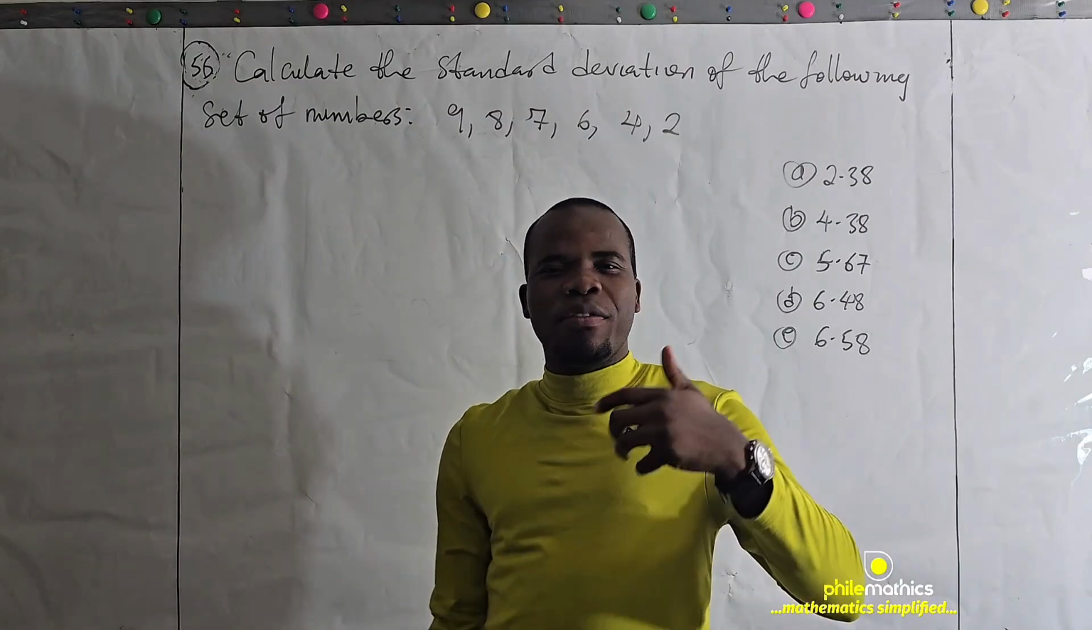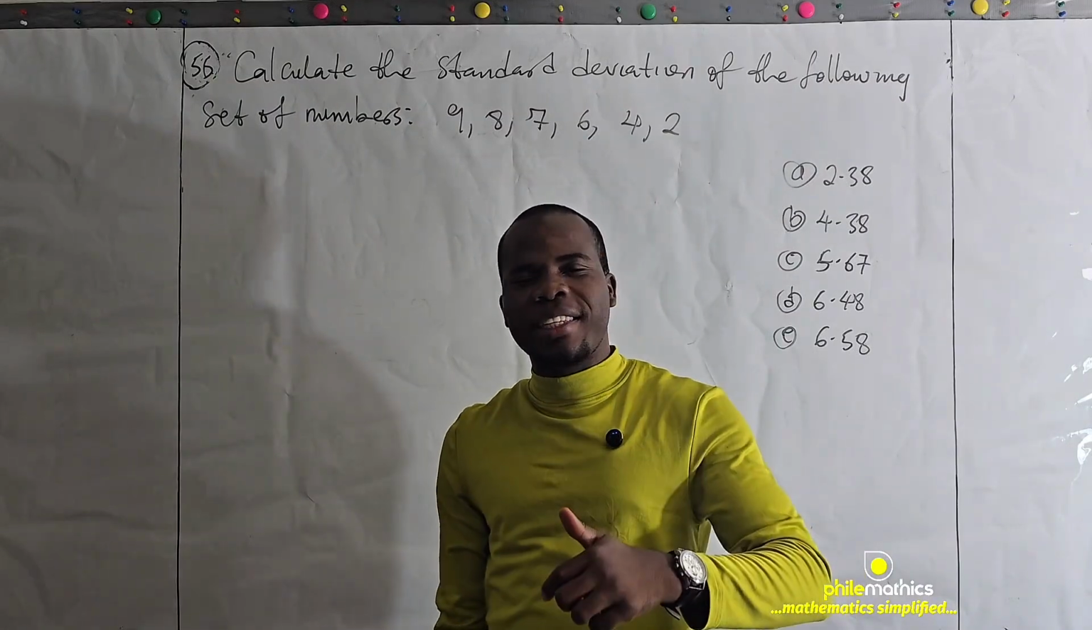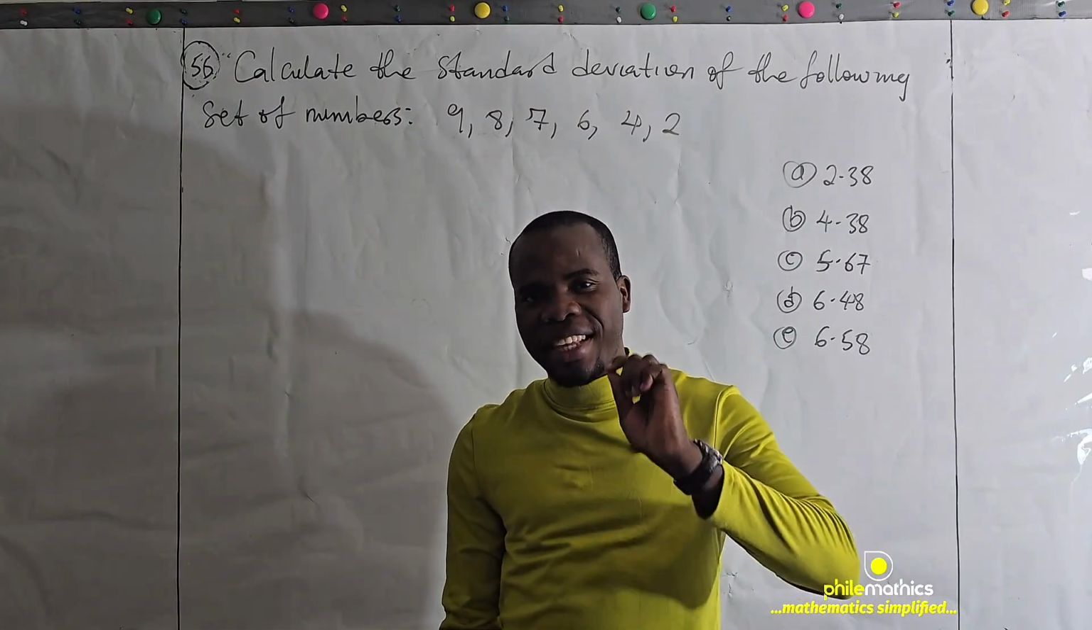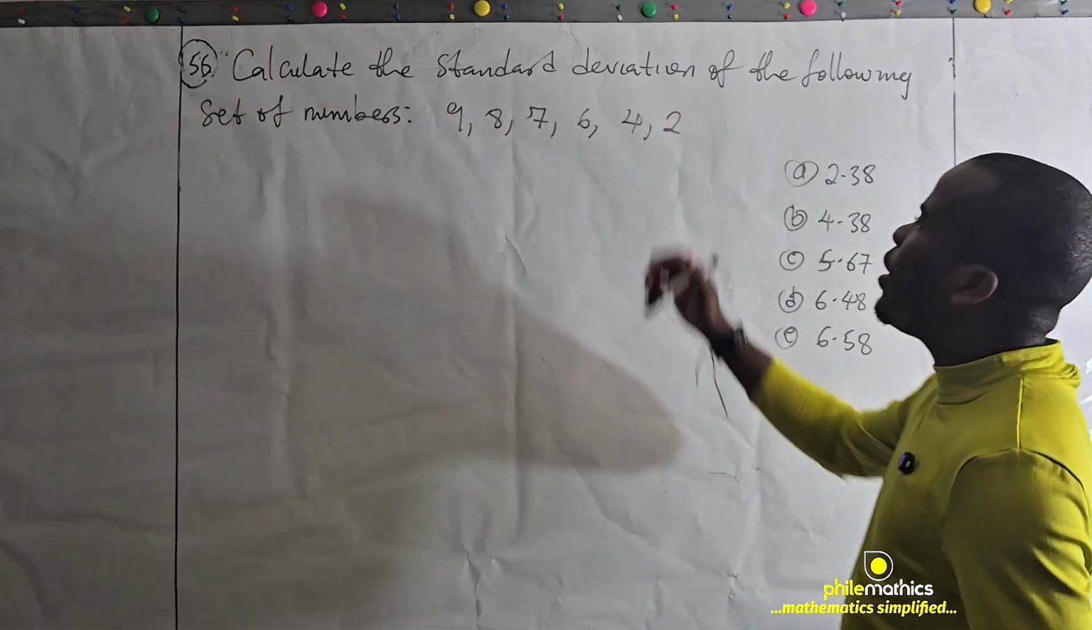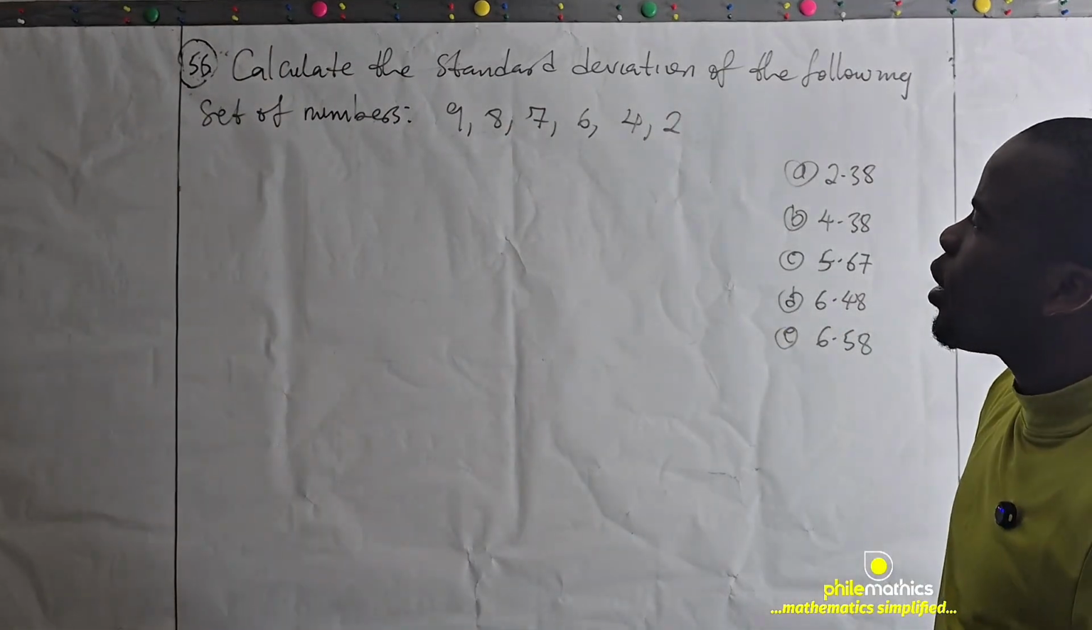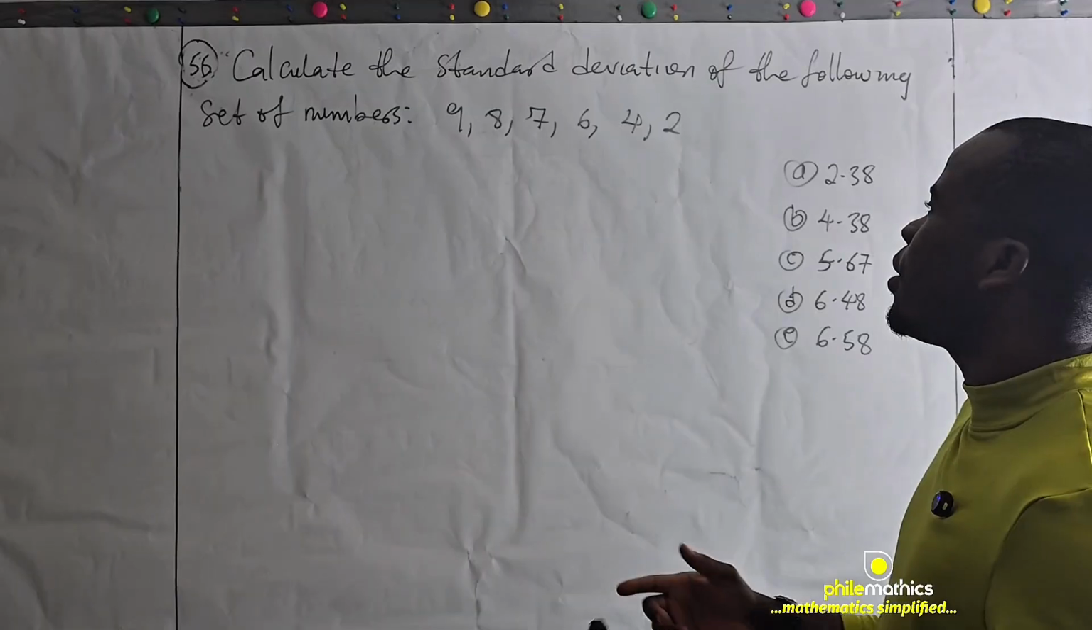Question 56 of NECO 2025 is on statistics, specifically on standard deviation. It says calculate the standard deviation of the following set of numbers: 9, 8, 7, 6, 4, 2.